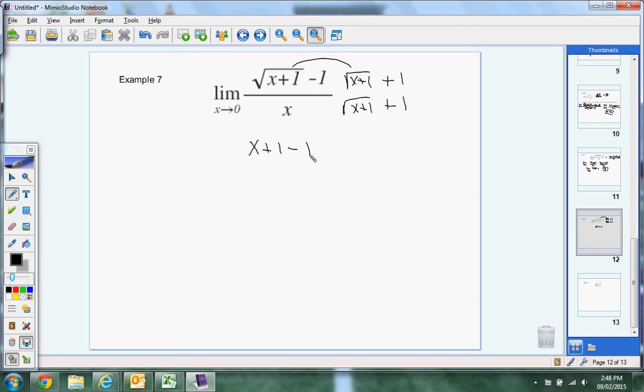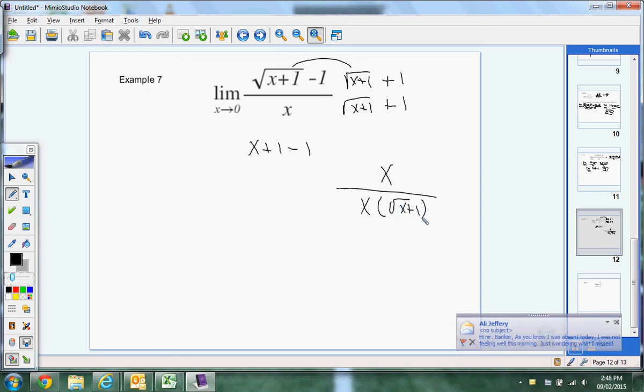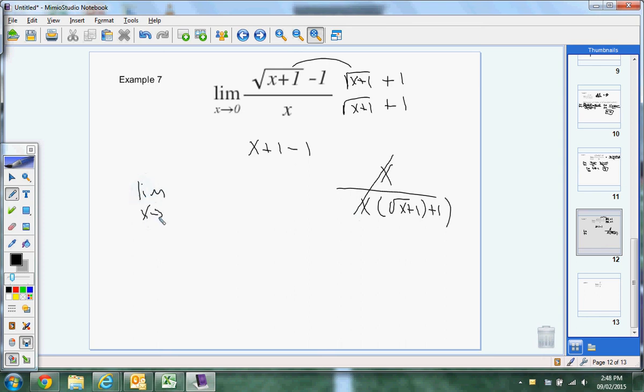So what do I have? I have an X, so now I have an X to cancel with this X. So these will cancel, and now we're left with 1 over root X plus 1 plus 1. Now we can evaluate that. 0 plus 1 is 1. Square root of 1 is 1. 1 plus 1 is 2. So this limit is 1/2. Okay?